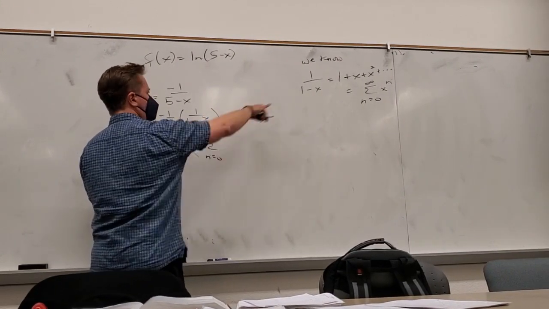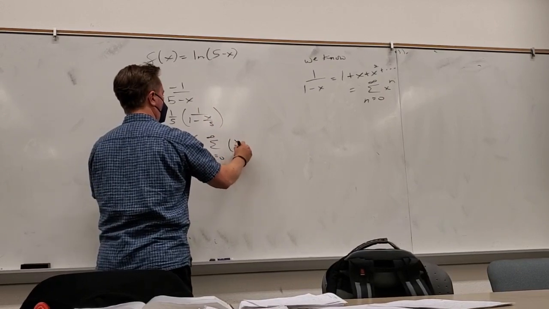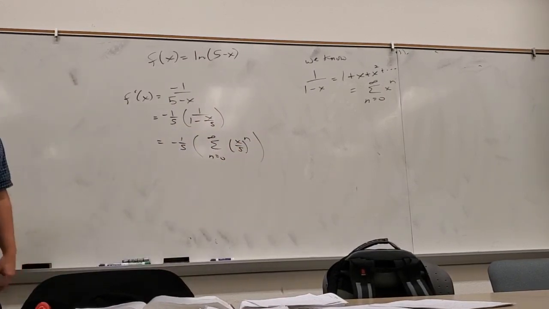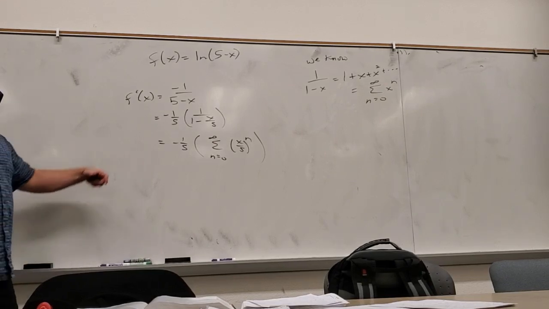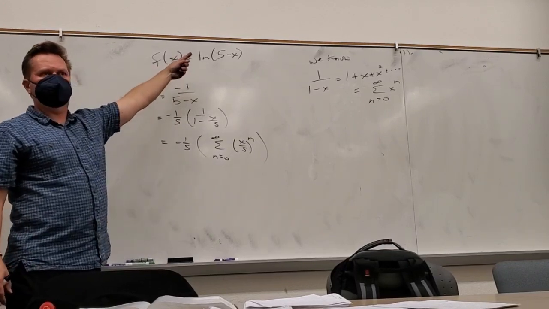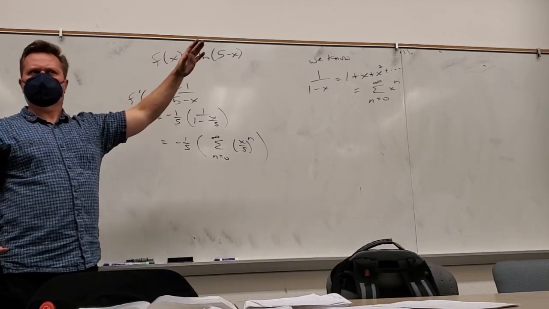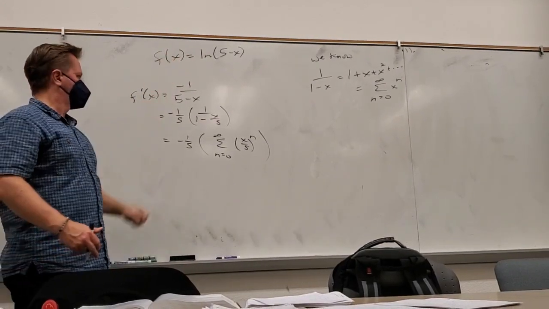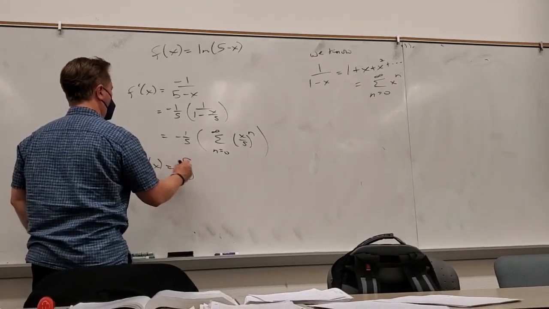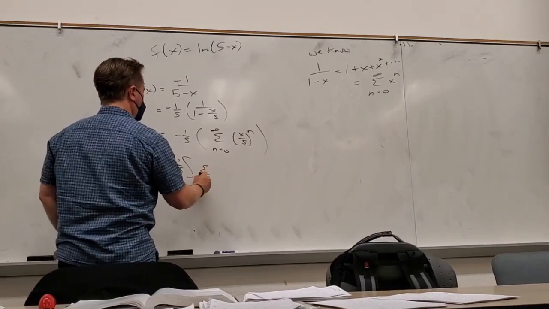And so yeah, just replace x with x over 5. And then what do I do with that? Well, I differentiated this to get here, so I have to integrate this to get back. Okay, so when I integrate this, f of x should equal the integral of this.